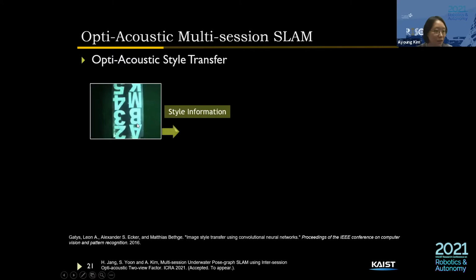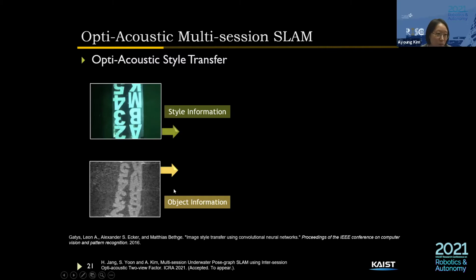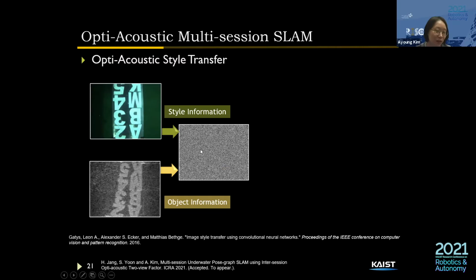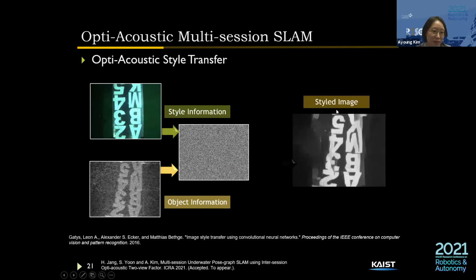So how can we change the style? We want to get the style from an optical image, but the contents should come from the sonar image. That's what I mean by the camera-like sonar image. And this would go through typical sonar noise, and by adding this, we can make this styled image. So as you see, these contents are from the sonar, but the shape and the style are adopted from the style transfer.